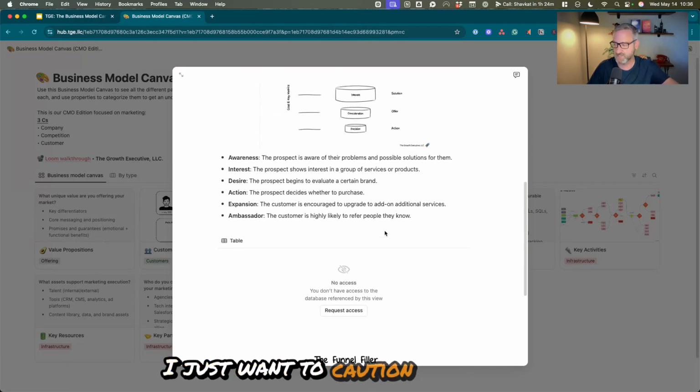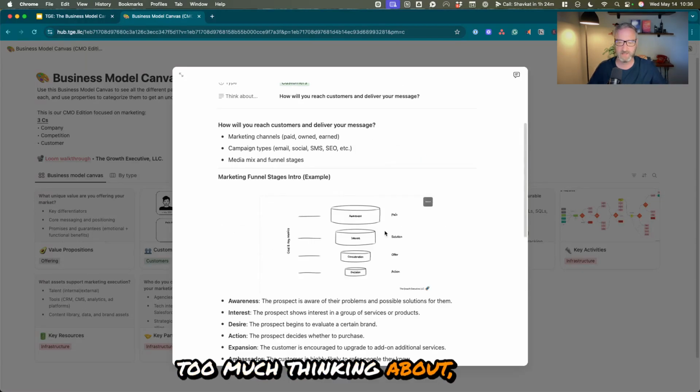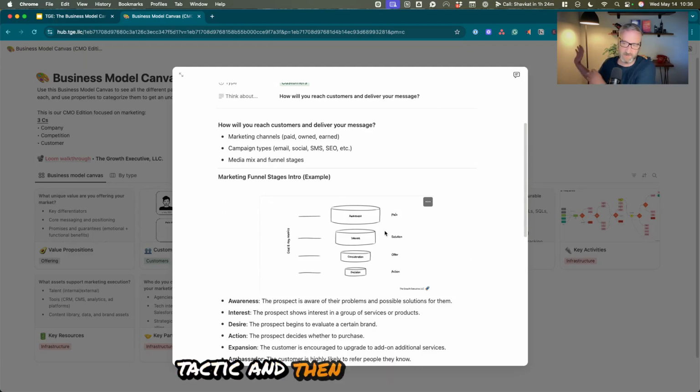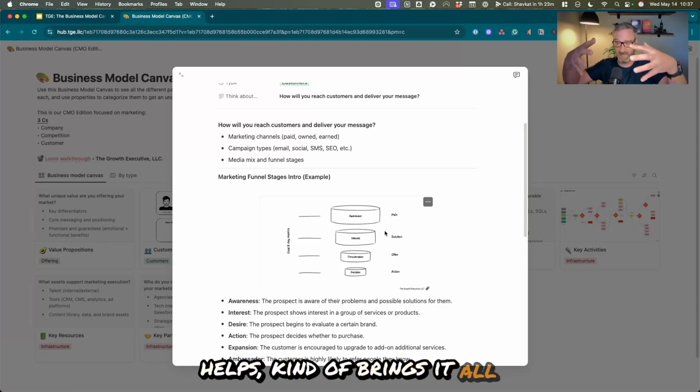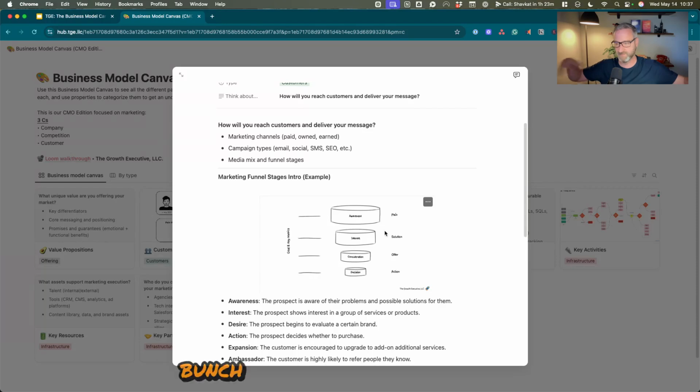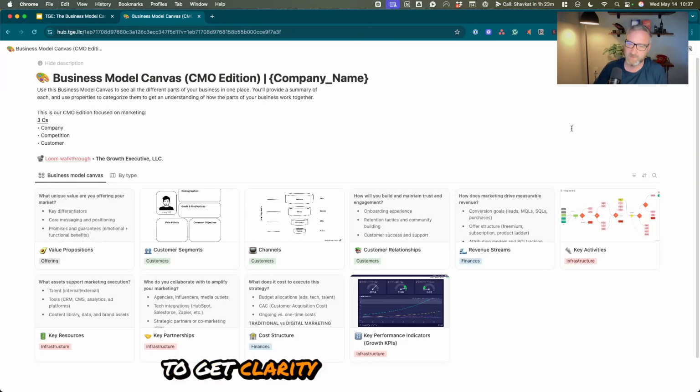I just want to caution us against too much thinking about, well, now I'm going to do this tactic, and then I'm going to do this tactic, and then I'm going to do this tactic over here. Because if we don't bring it all together as one cohesive plan, which is why the one-page plan helps, it kind of brings it all together. If we don't think about how they all fit together, then we would wind up with a bunch of siloed, isolated stuff, right? And that's why it's really hard to get clarity on what's working and what's not.